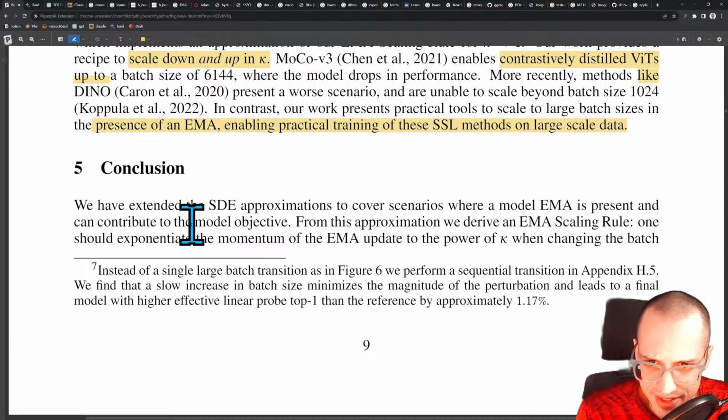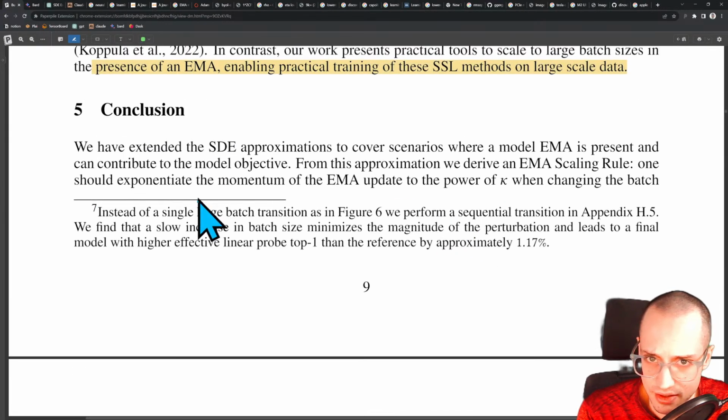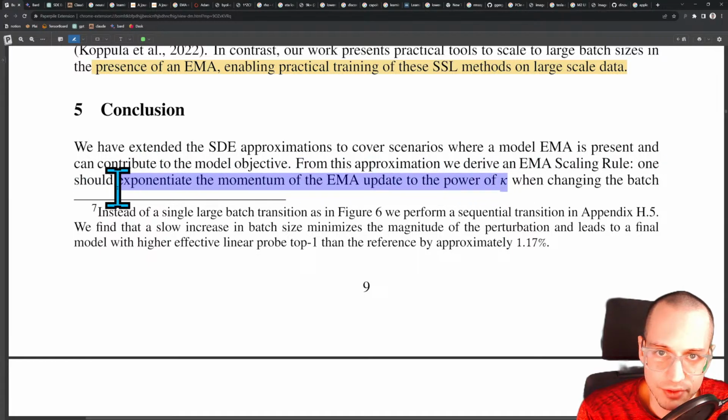We have extended the SD approximations to cover scenarios where a model EMA is present and can contribute to the model objective. From this approximation, we derive an EMA scaling rule. One should exponentiate the momentum of the EMA update to the power of k when changing the batch size. So this is their exponential moving average scaling law for the momentum term.